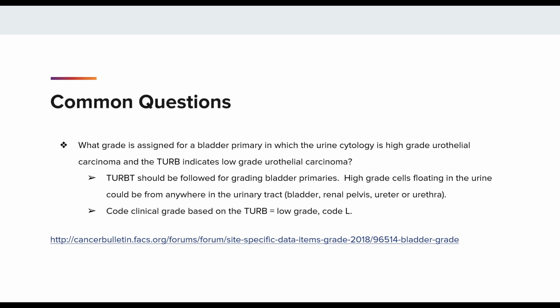Here's a question that was posted on the Cancer Forum, along with the associated link. The question was, what grade is assigned for a bladder primary in which the urine cytology is high-grade urothelial carcinoma, but the TURBT indicates low-grade urothelial carcinoma? The response was, the TURBT should be followed for grading bladder primaries. High-grade cells floated in the urine could be from anywhere in the urine tract, from the bladder, renal pelvis, ureter, or urethra. We are to code the clinical grade based on the TURBT, which is low grade, or code L.